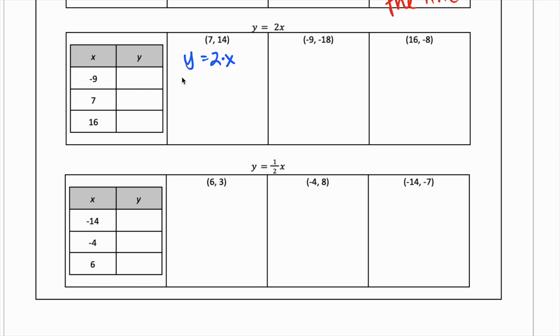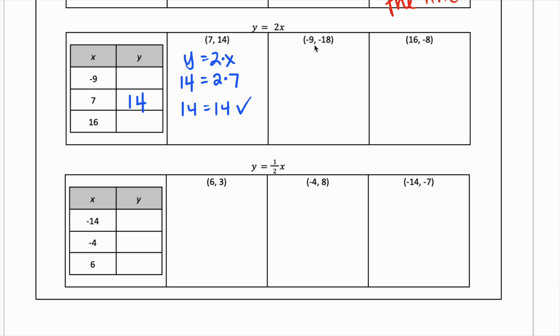My first y value is 14. 2 is part of the rule, times, and my x is 7. 2 times 7 is in fact 14, so this is true. This point would be on the line. So when x is 7, y is 14.